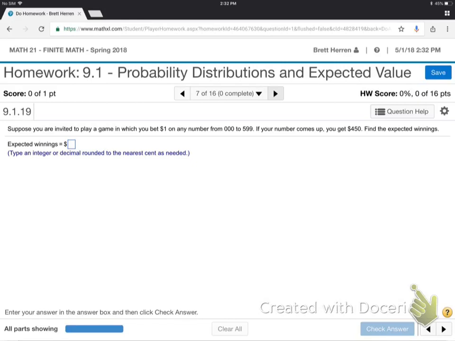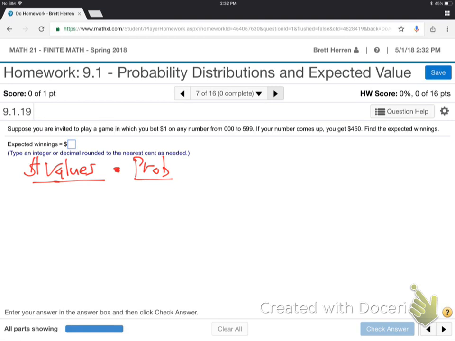So we're learning how to calculate all the expected values of lotteries and things like that here. You're invited to play a game. You bet $1 on any number from 0 to 599. Your number comes up, you get $450. Find the expected winnings. So expected winnings is expected value. It's the same thing. So I need to do the various monetary values and the probability of each of those, and I'm going to multiply them and add them up, right?